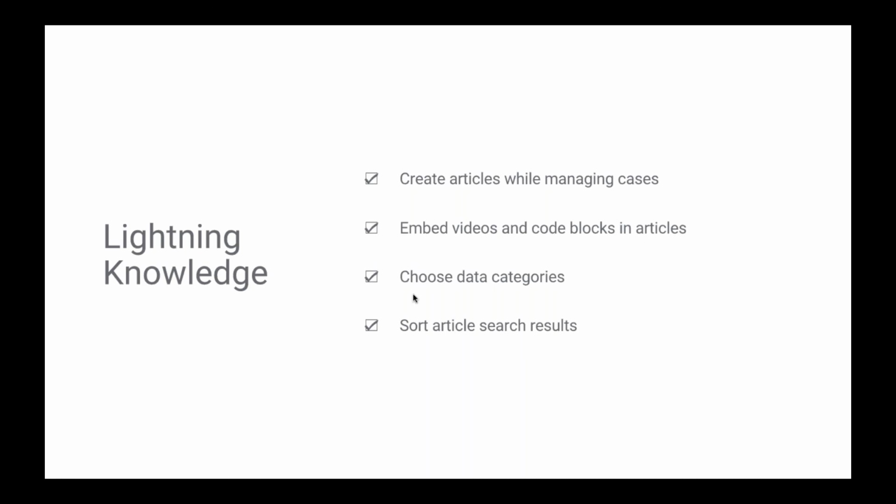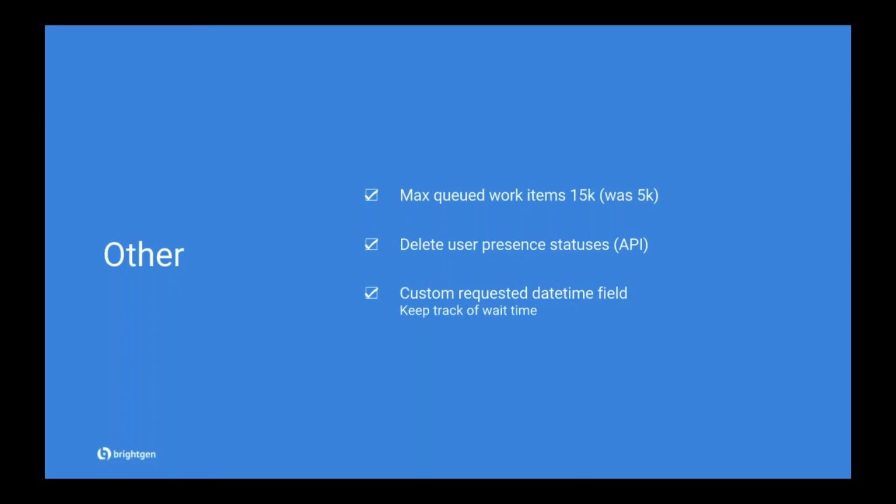And when you search for an article, you can sort the results by field, by a number of one of many fields, in ascending or descending order. And a few additional Service Cloud tweaks. You can now have up to 15,000 queued omni-channel work items, which is up from 5,000 in the previous release. So if you've got a particularly large call center, etc.